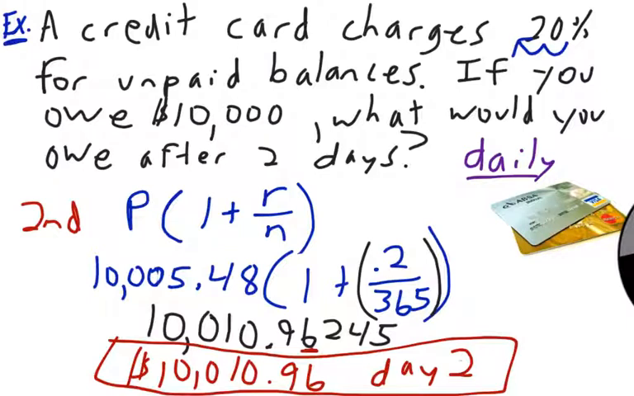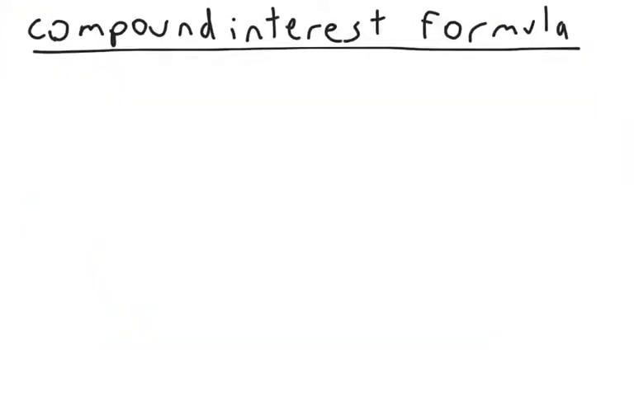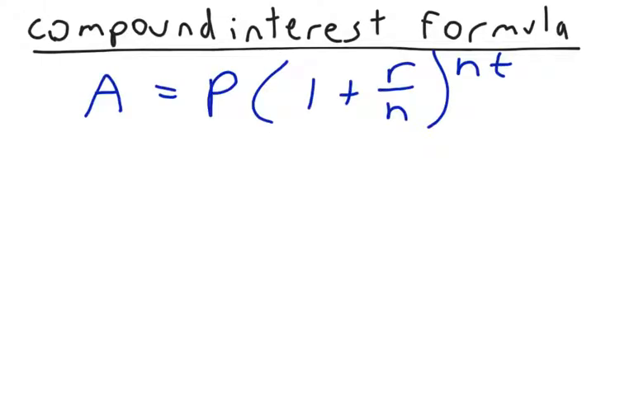Alright, is there a quicker way? Of course there is. Let's learn that formula. Our compound interest formula, so we can make a calculation just by plugging in the numbers, is as follows. That formula is A equals P, parentheses 1 plus R over N, to the N times T power.